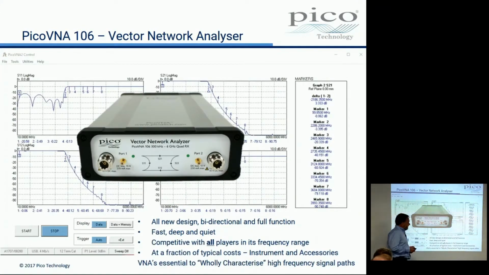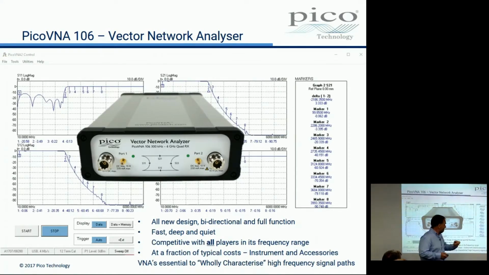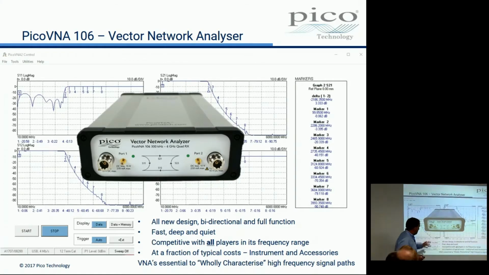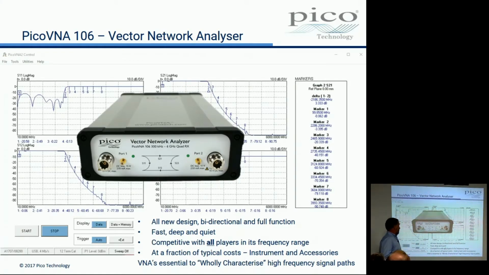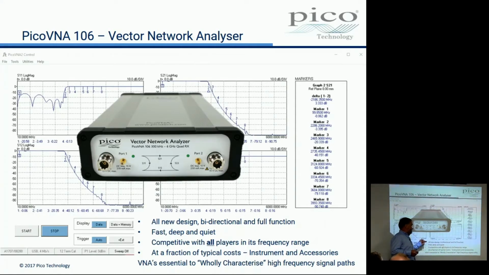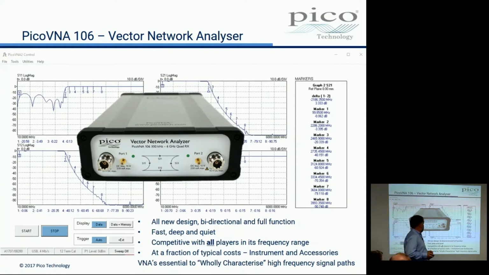So the VNA is the Pico VNA106 is what we're selling. What I want to point out is just 4 bullet points down here really. First, it's an all new design. It's fully bidirectional and a full function VNA. Now why are those things important? Because there are, first of all, lots of designs in the market. I'll show you them later. There are lots of VNA designs that are all based on a relatively old engine, we call it, the innards of the box.